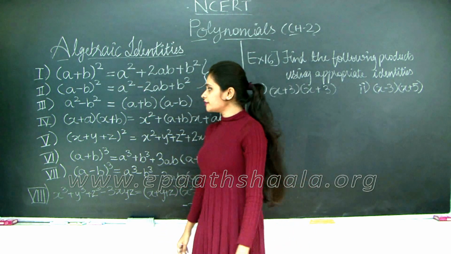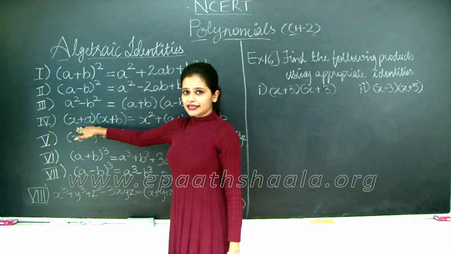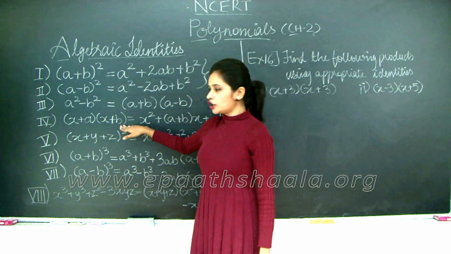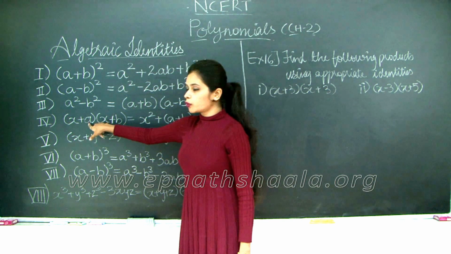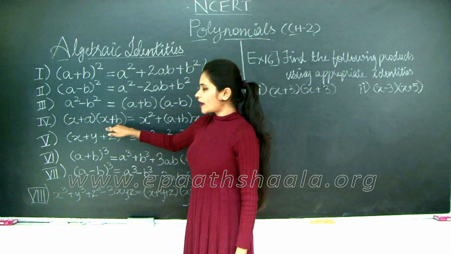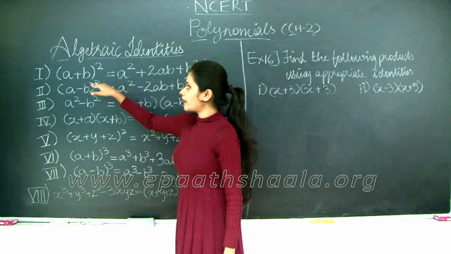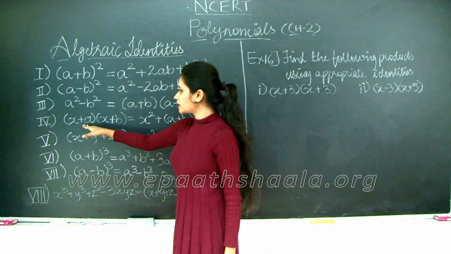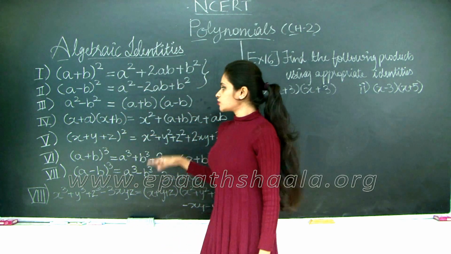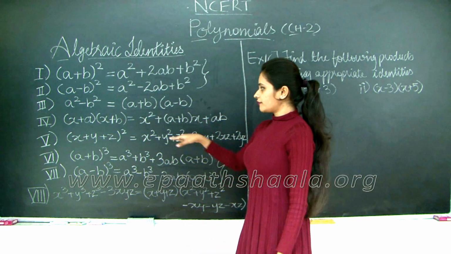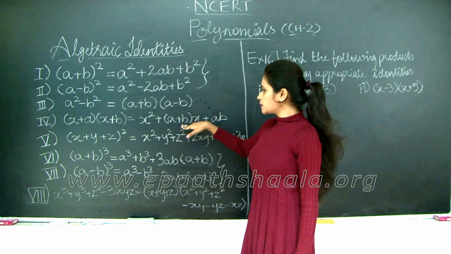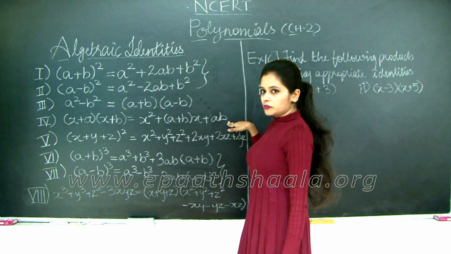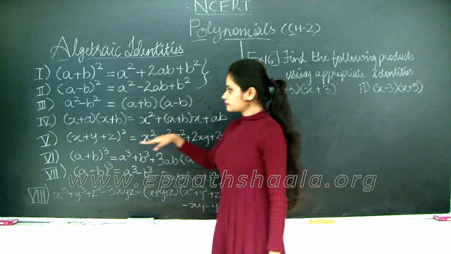Now let's take a look at the fourth identity, which is (x plus a) into (x plus b). So here the first terms are the same, but the second term in both the brackets are different, which is why I cannot take them as (a plus b) or (x plus a) the whole square. Why? Because we have 3 different terms. So now what is the formula for this? It is x square plus (a plus b) into x plus ab, right?